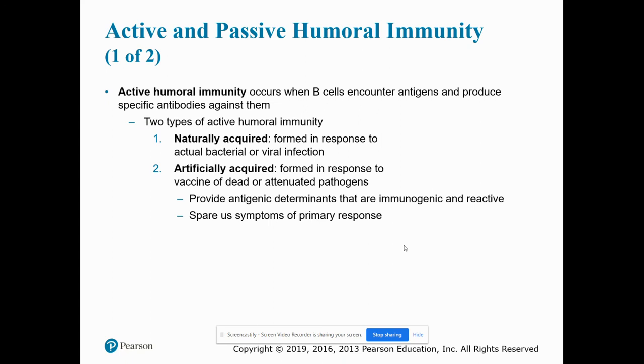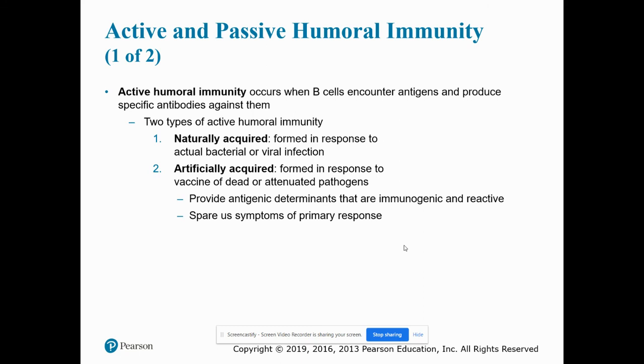So this is active humoral immunity. We have naturally acquired, and naturally acquired is going to be formed when you are exposed to bacteria, or in response to a bacterial or viral infection. So naturally acquired means you naturally are getting it, right? You're in your environment, you picked up a microbe from a doorknob, right? Artificially acquired is going to be in response to a vaccine of a dead or attenuated pathogen.